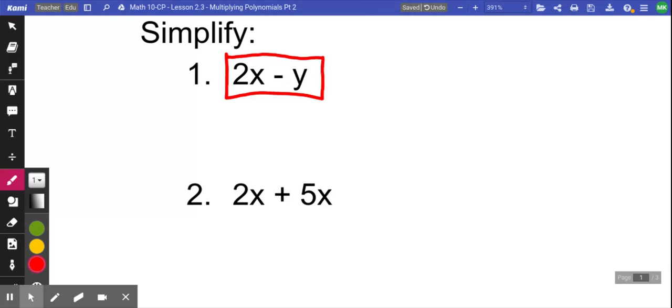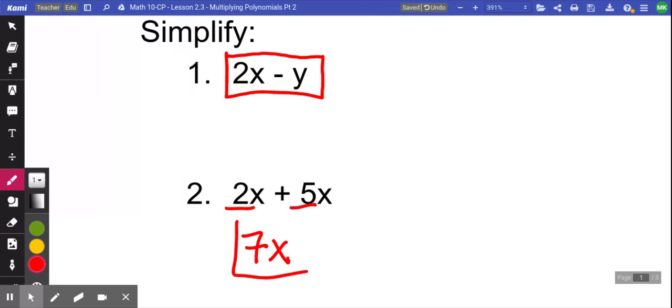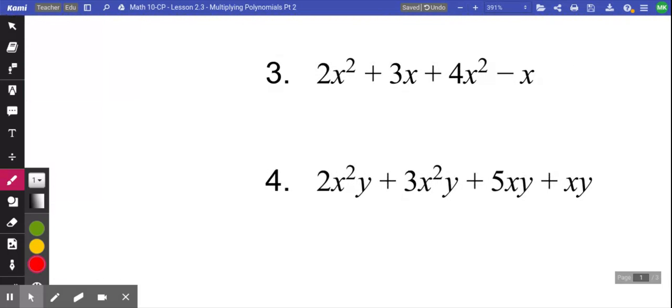But if you look at number 2, these are called like terms because it's the same letter and the same exponent. So if we wanted to add these two things together, we just have to add their coefficients. 2 plus 5 is 7. That combines to become 7x. It's called collecting like terms, and it was key for us in multiplying. If we look over here, we have a couple more examples.